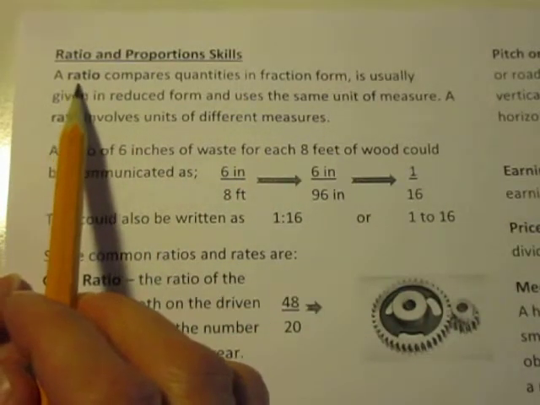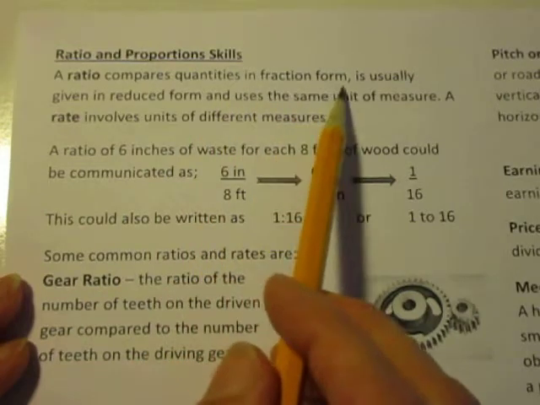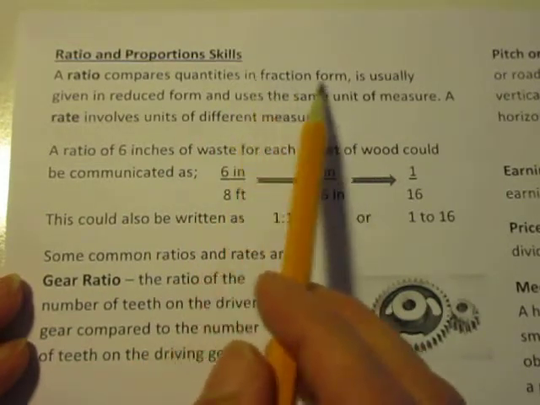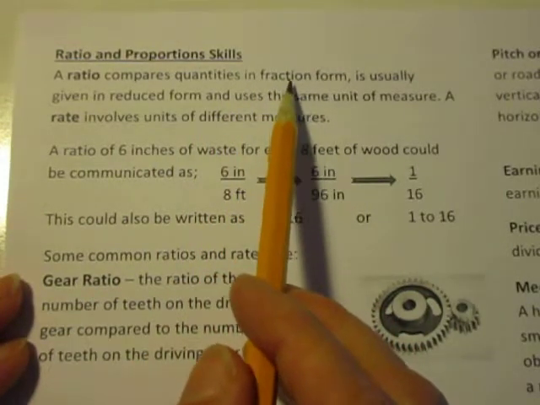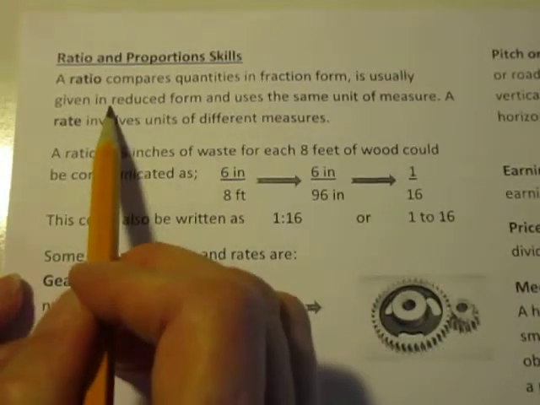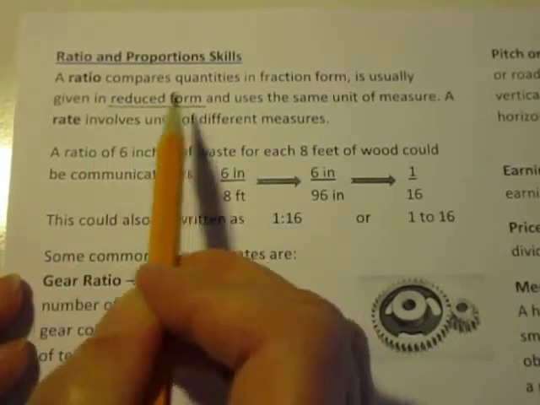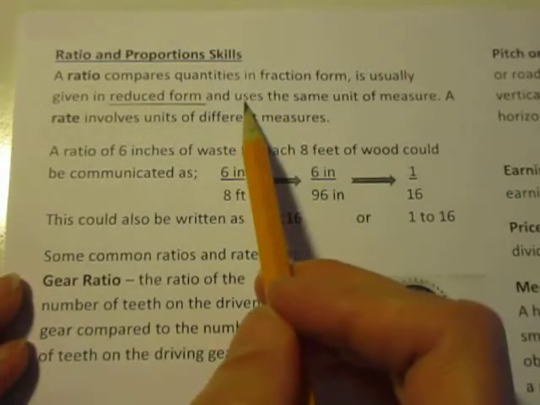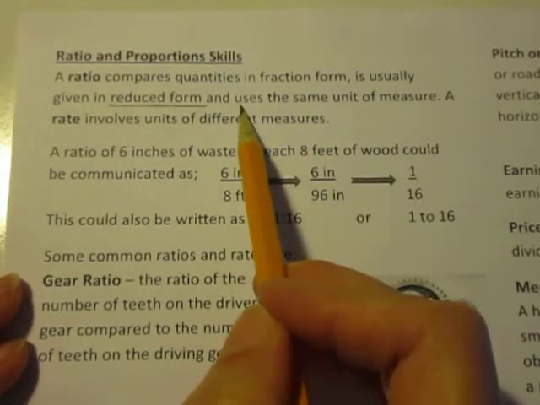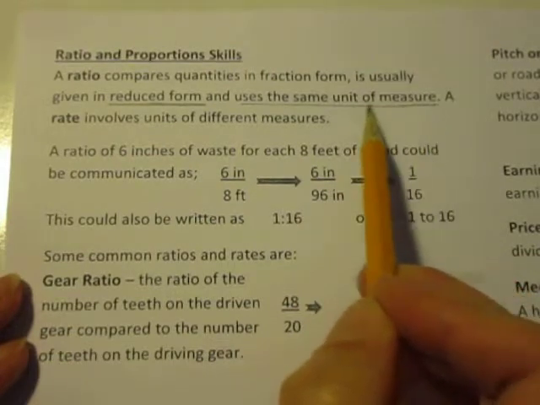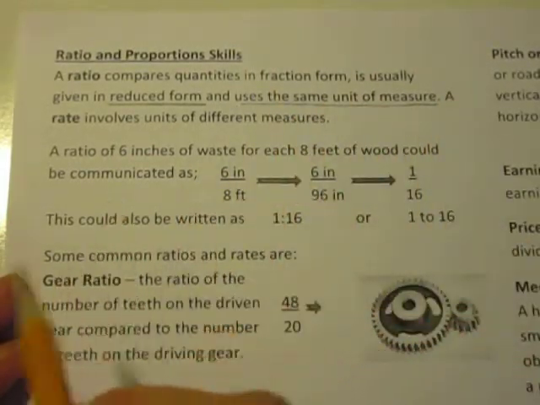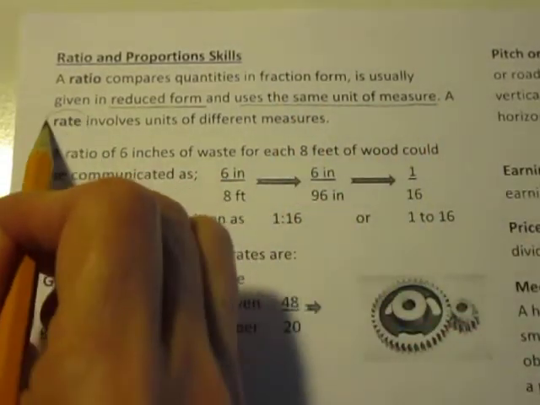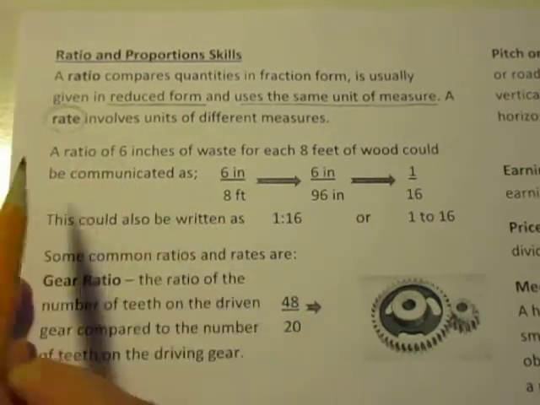So first of all, a ratio compares quantities in fraction form. So we're going to go back and be utilizing some of our fraction skills. It's usually given in reduced form, so you're going to be dividing both numerator and denominator by a common factor. But we're also going to make use of this whole notion that they use the same unit of measure, which brings me to just identifying how a rate is different than a ratio. Or a special type of ratio, at least.